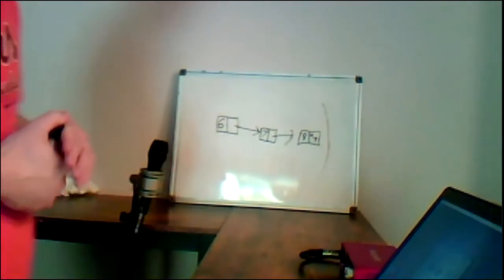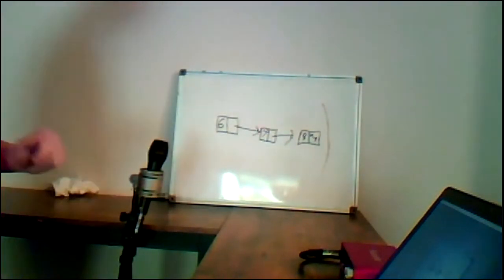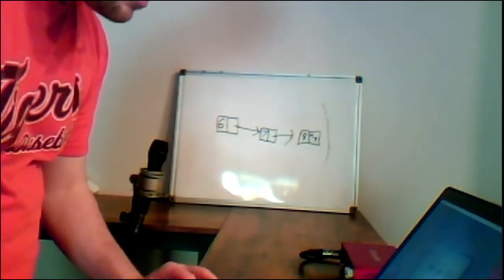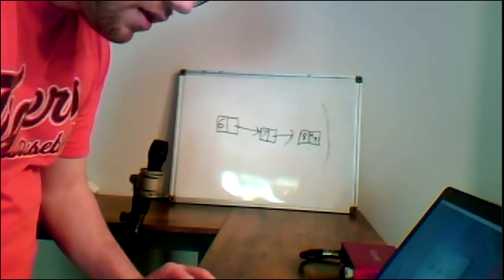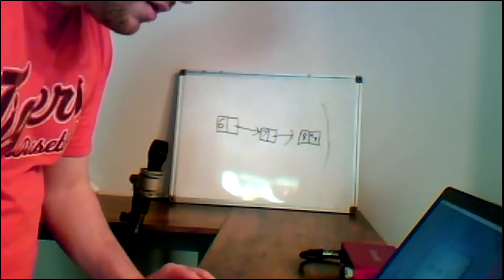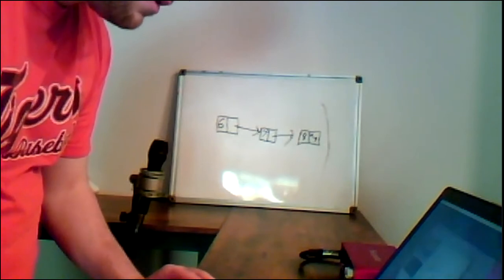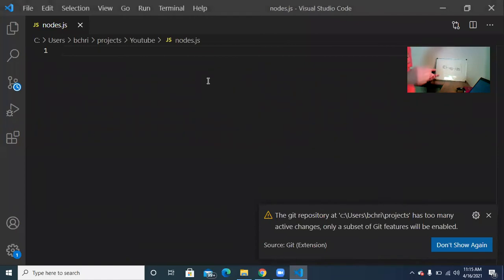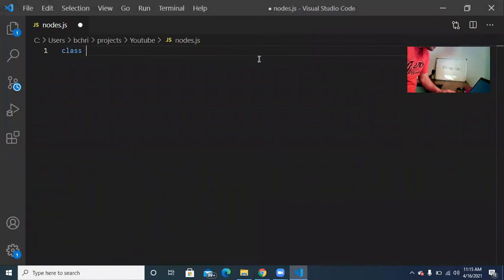Basically, I'm going to go over how we would make these nodes inside of VS Code in JavaScript. So we're going to set up a class for it. I always like to make it private because it's only going to be used inside of a linked list typically.